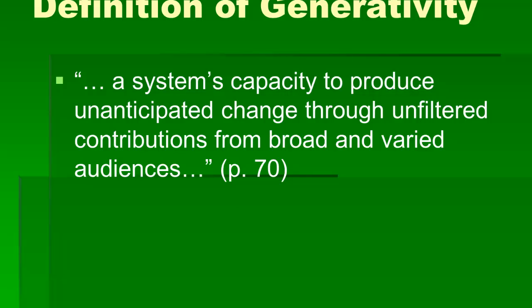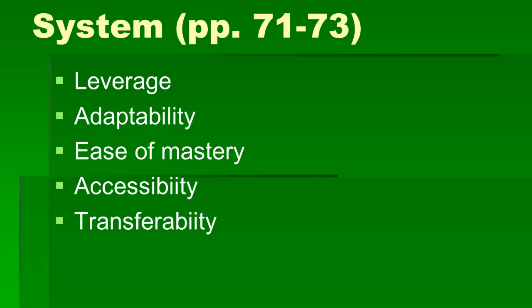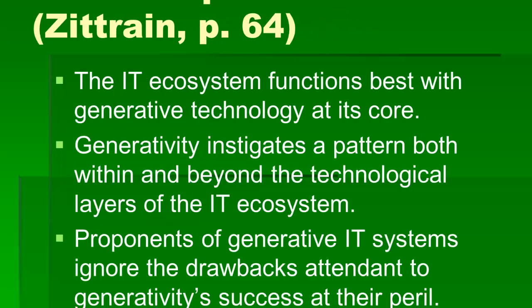Zittrain's definition of generativity is as follows: a system's capacity to produce unanticipated change through unfiltered contributions from broad and varied audiences. He sees there being five main features of a generative network: leverage, adaptability, ease of mastery, accessibility, and transferability. According to Zittrain, the IT ecosystem functions best with a generative technology at its core. Generativity instigates a pattern both within and beyond the technological layers of the IT ecosystem. Proponents of generative systems ignore the drawbacks attendant to generativity's success at their peril.